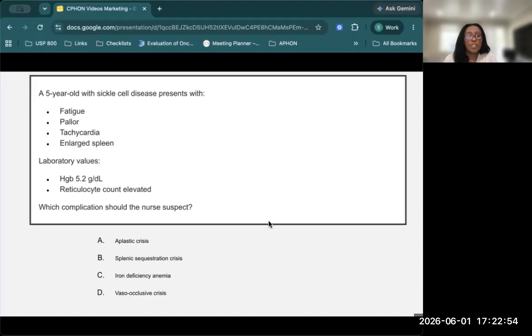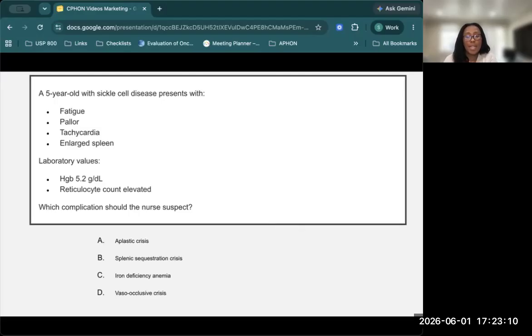A 5-year-old with sickle cell disease presents with fatigue, pallor, tachycardia, enlarged spleen. Lab results show hemoglobin of 5.2, reticulocyte count elevated. Which complication should the nurse suspect?